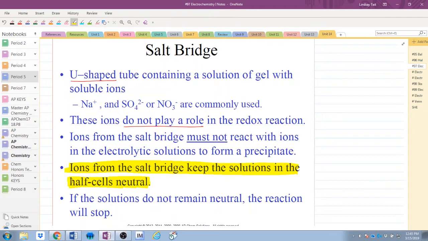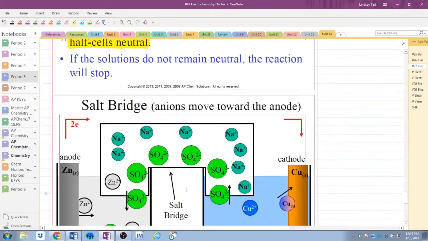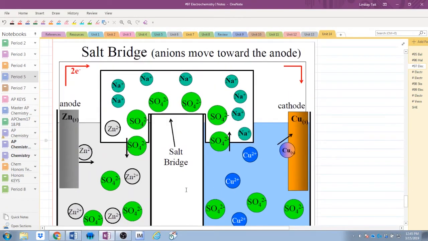So we use the salt bridge to replace ions of different charges to keep both sides neutral, so that we don't have a buildup of negative on the cathode side and a buildup of positive on the anode side, right? That's the purpose of the salt bridge. I think it's the most important point on this slide. If the solutions don't remain neutral, the reaction stops. As I said, the cathode half cell will start repelling the electrons away if they build up that negative charge, right?